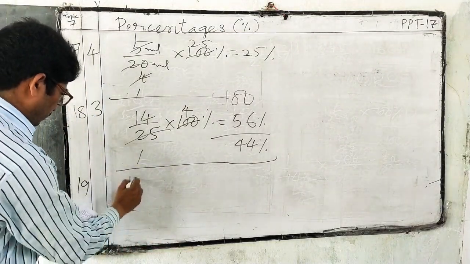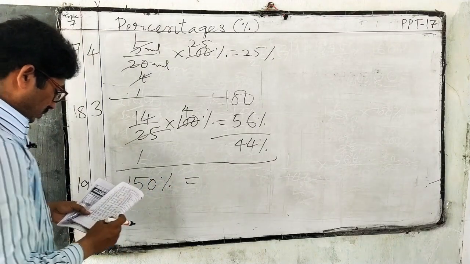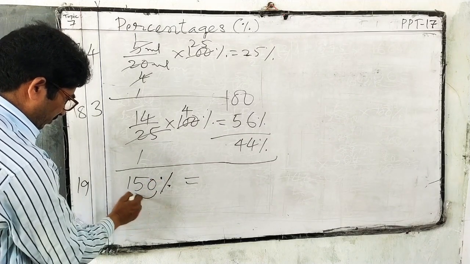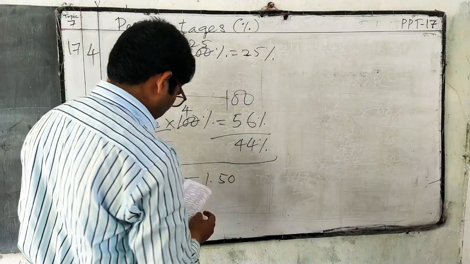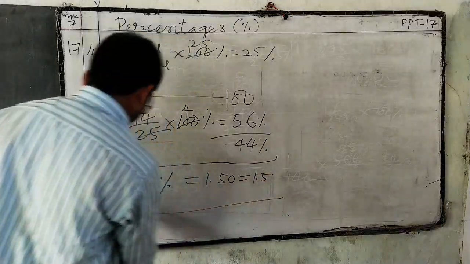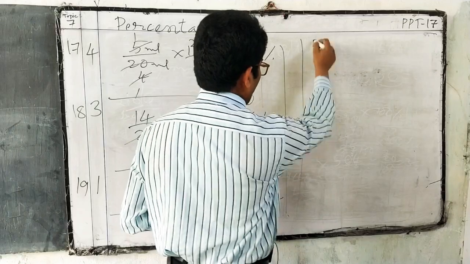150% equal to 150% equal to. To delete this percentage sign, shift the decimal to the left by 1 place, 1.50. 1.50 is equal to 1.5. So option 1.